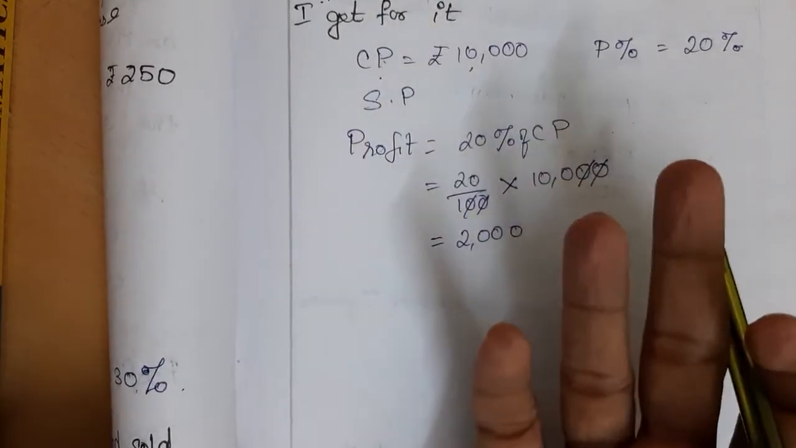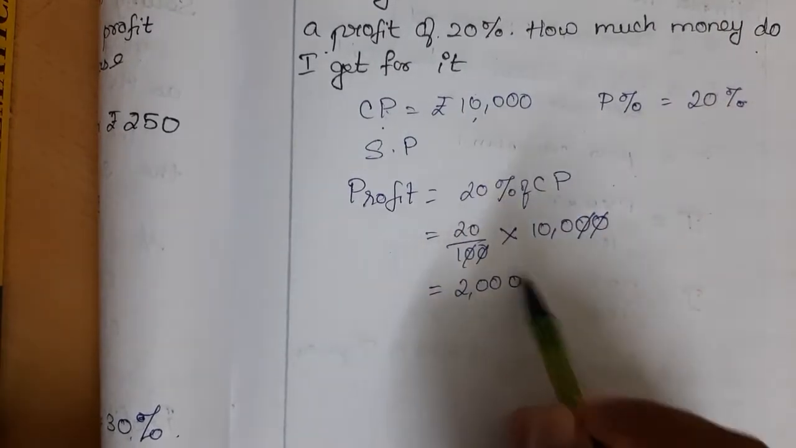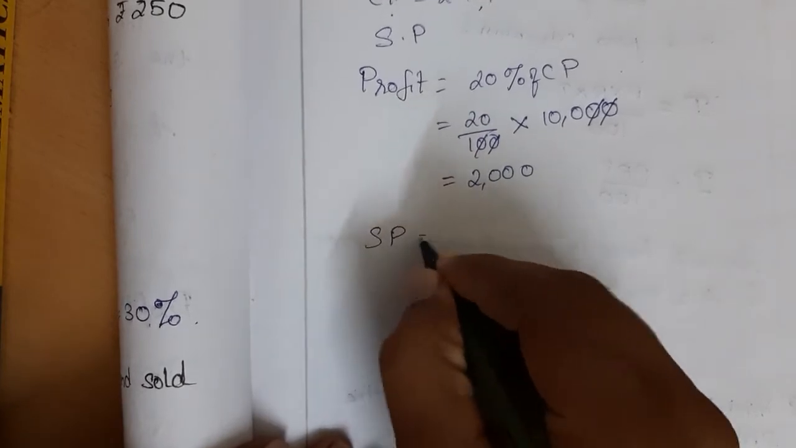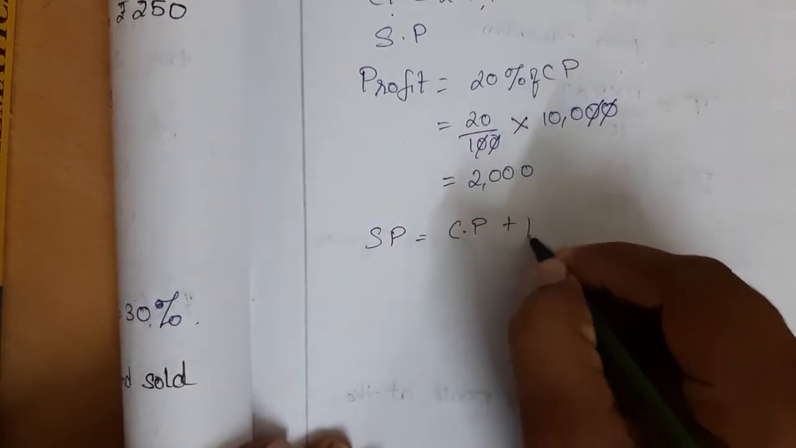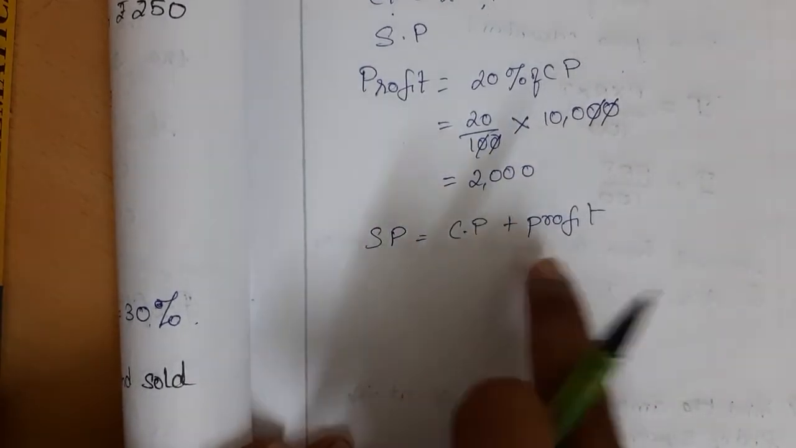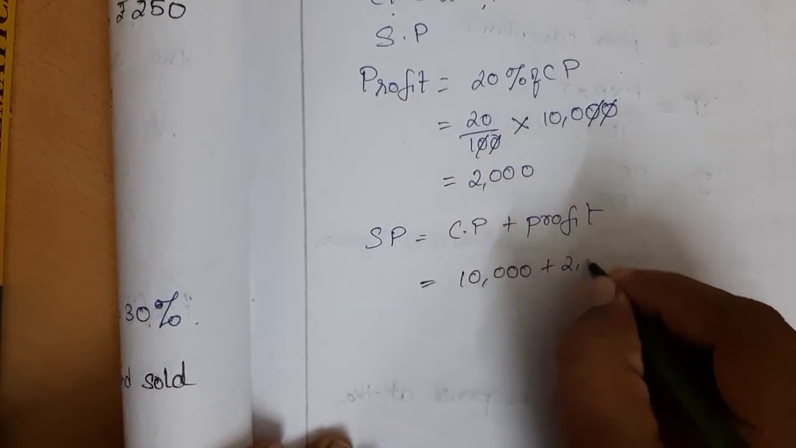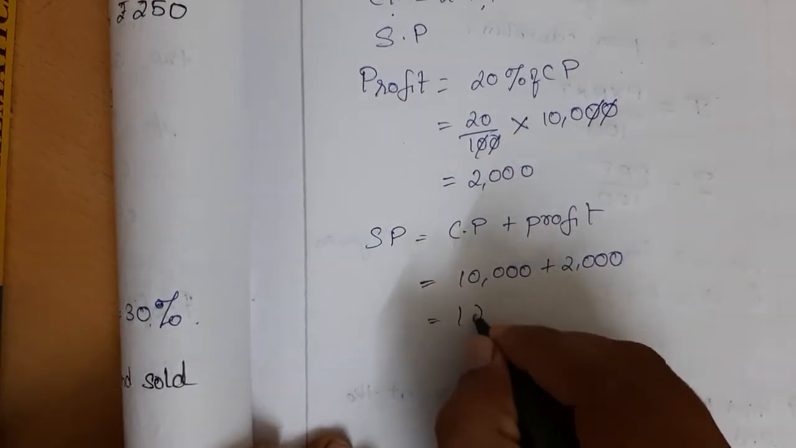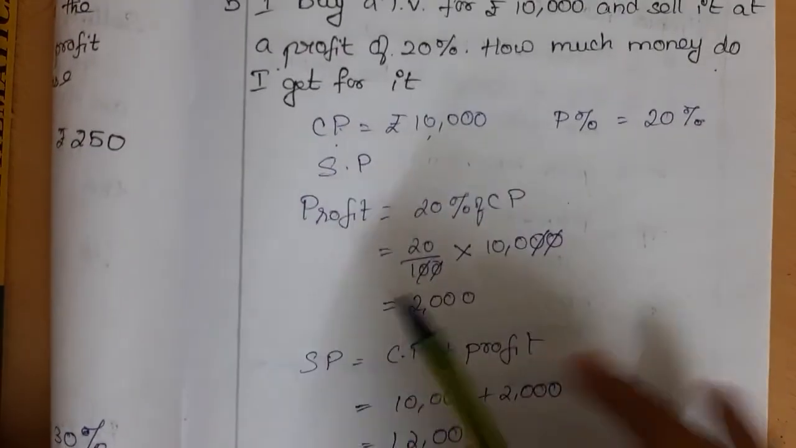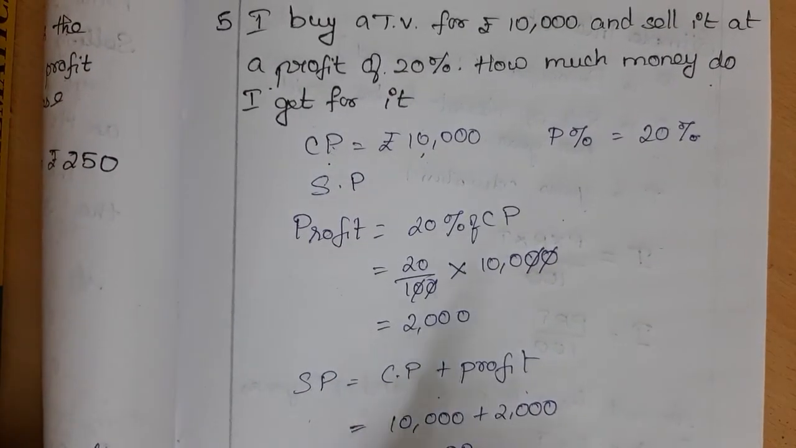But how much do they sell it for? How much money in total will I get after selling? Not only the profit, we will get it along with the cost price. So selling price is equal to cost price plus profit. If it is a loss, we will be subtracting. Since it is a profit, we are adding. Cost price is 10,000 and profit is 2,000, so it is equal to 12,000. Clear? If the question is about loss, we have to subtract. Since it is a profit, we add it for the selling price.